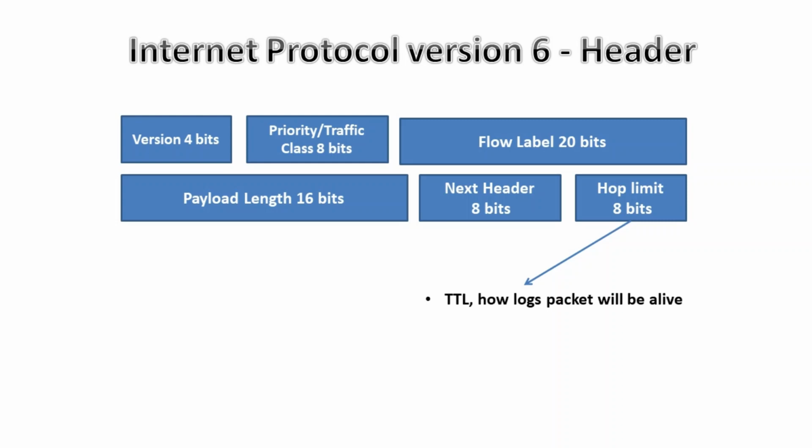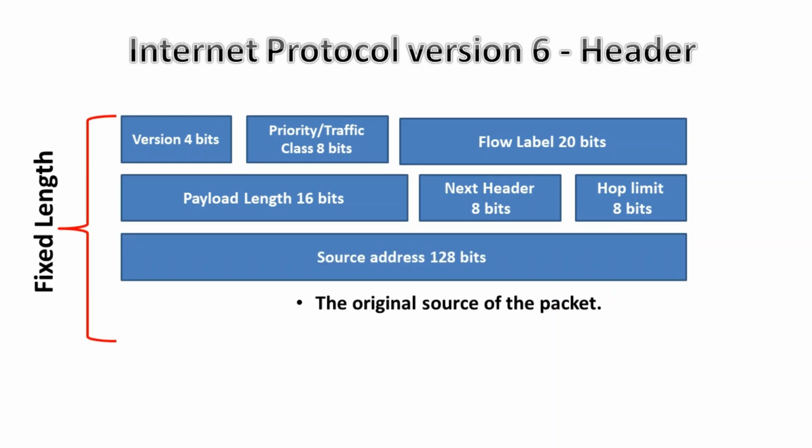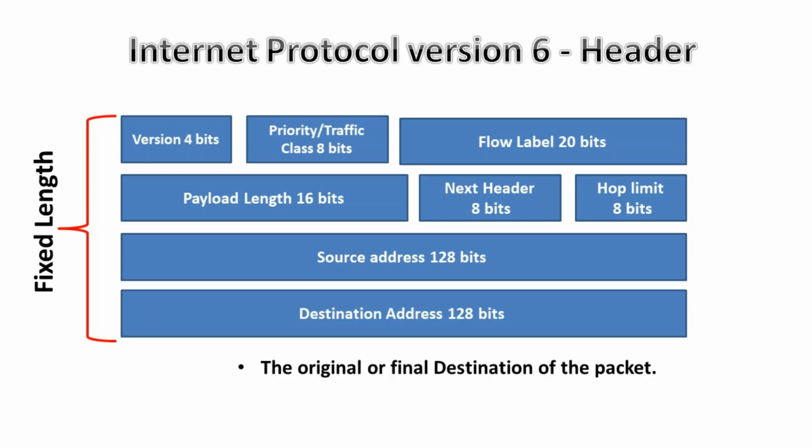Then we have source address, which is 128 bits, and this indicates the original source IP of the packet. Destination address is the same, 128 bits, which indicates the destination IP address.